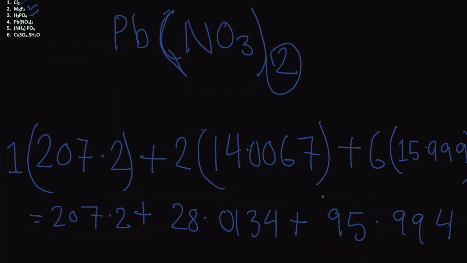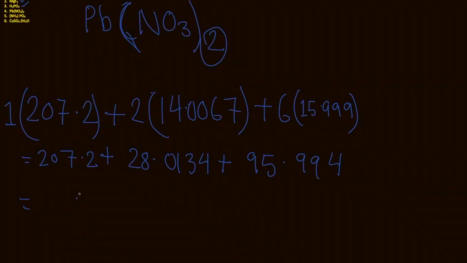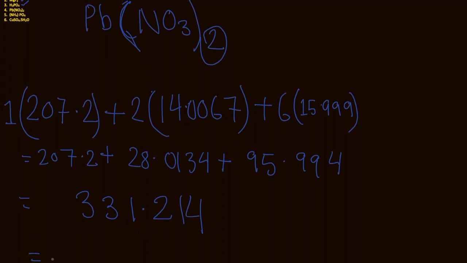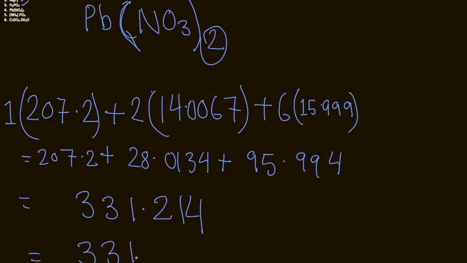So if you add all of them, you would get 331.214. Again, we're just going to round this to 2 decimal places, so we get 331.21, and then we have to write grams per mole.